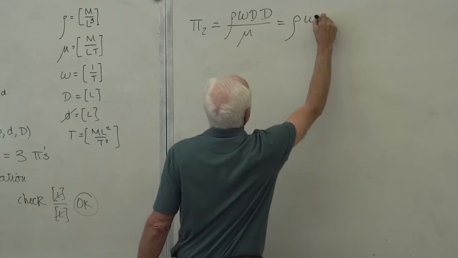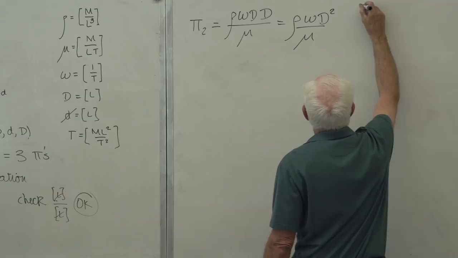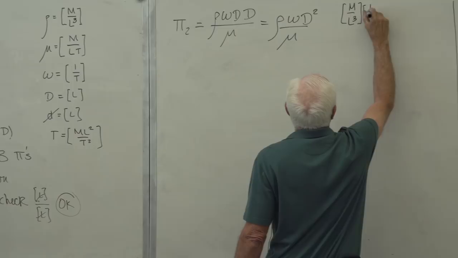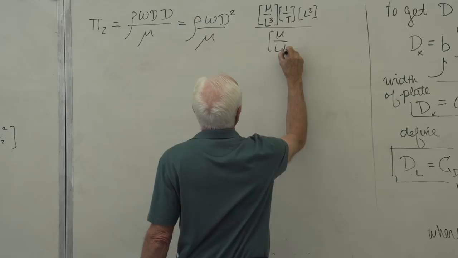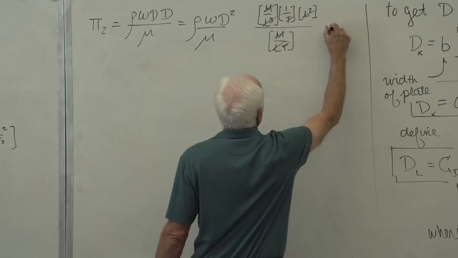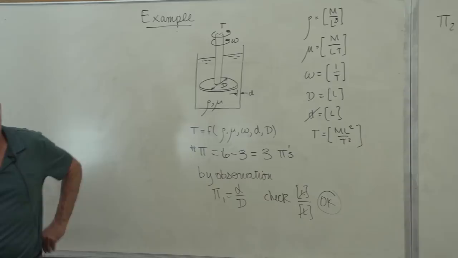You want to check it, go ahead and check it. Mass over length cubed, 1 over T, L squared, divided by mu. Mu is M over LT. Cancel, cancel, cancel. Yep, it sure is dimensionless. I found two pi parameters just by looking at things. It took me probably a minute or less.